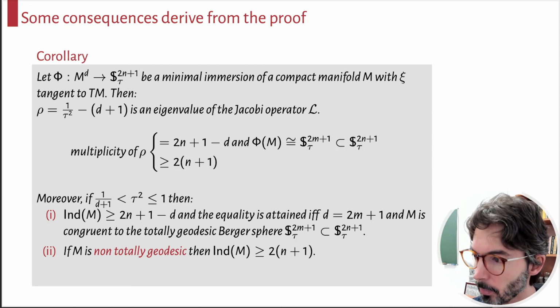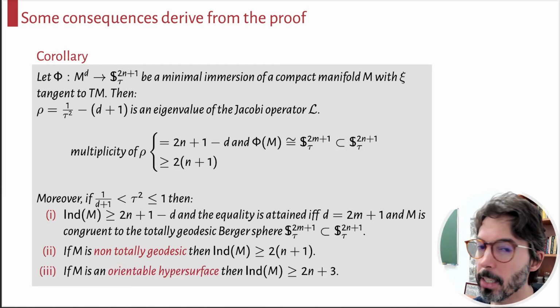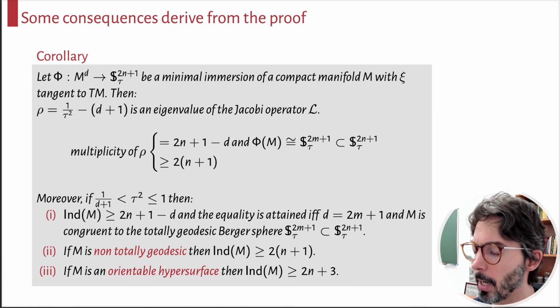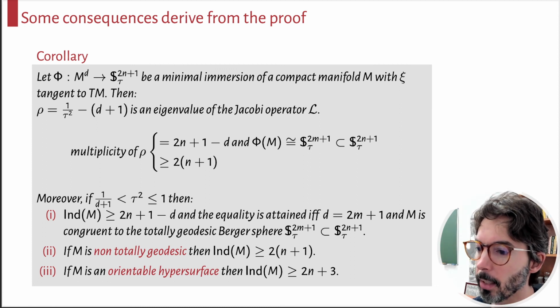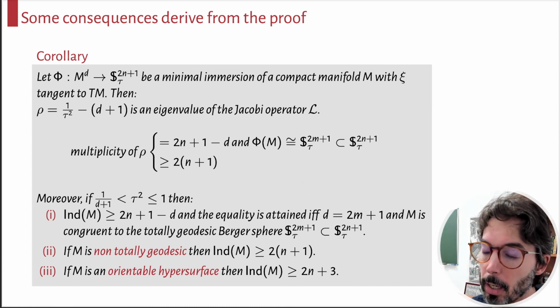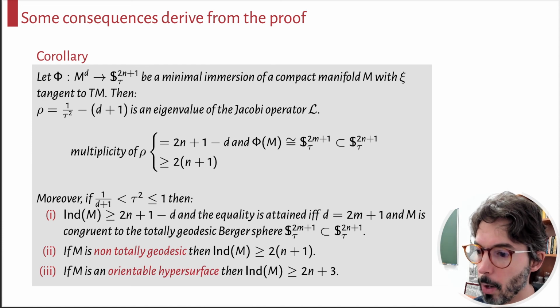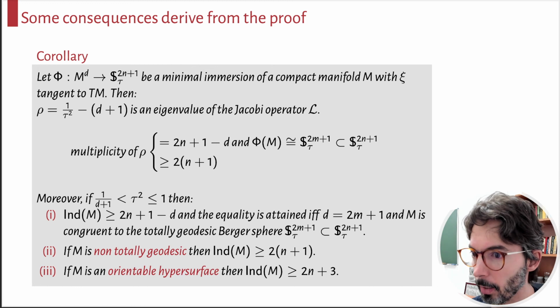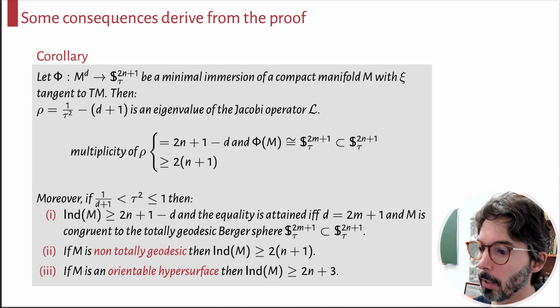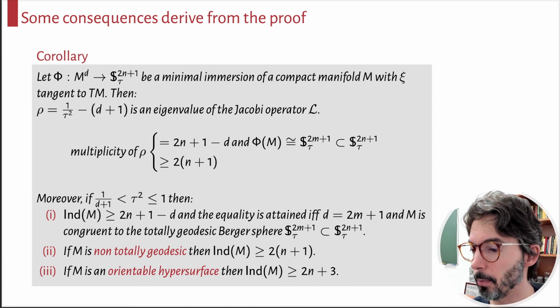And finally, in the orientable hypersurface case, we've got that the index of M must be bigger or equal than 2n plus 3. As I have said, this is a similar result to the one of Simons, but in the setting of the Berger sphere.